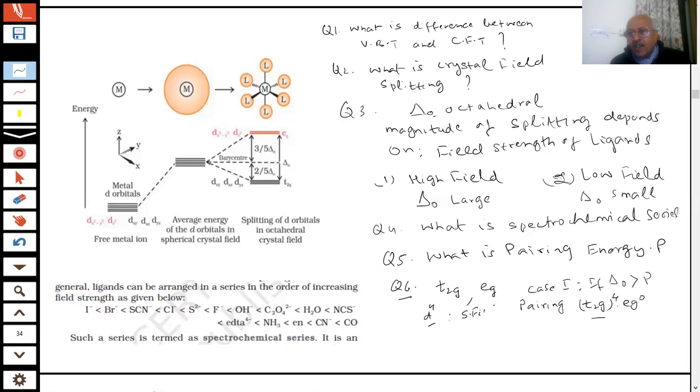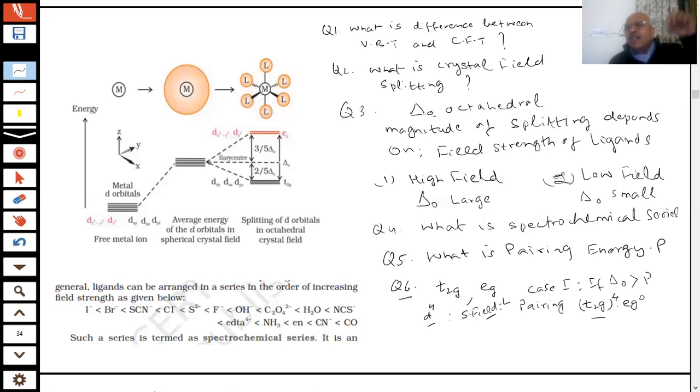Strong field ligand will do that. So the delta O is larger than P. The pairing energy is less than the delta O. So what will happen? The pairing energy is less. The expenditure is there for every pairing. That is what we are saying, pairing energy.